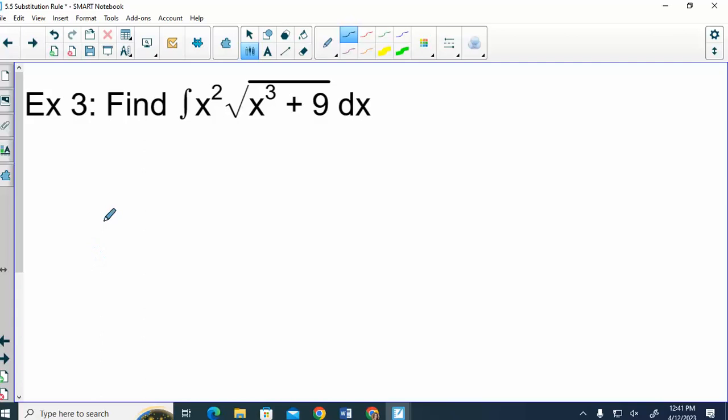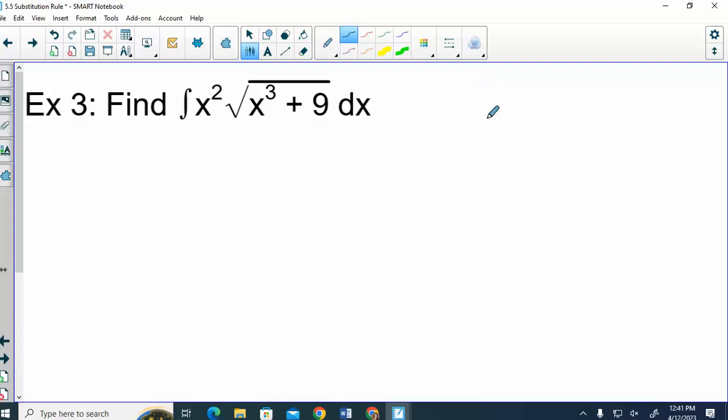All right, so this is all we're doing today. We're just going to practice these things. Some of these problems, substitution is necessary. Some of them might be able to be solved without it. Could I do this one without substitution? No, because I have x's being multiplied together.